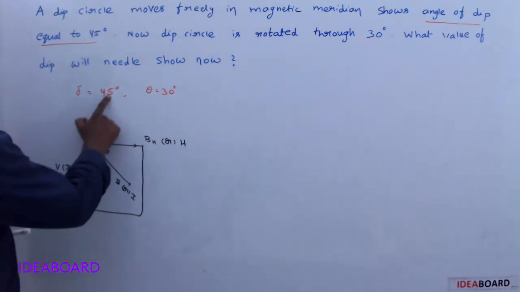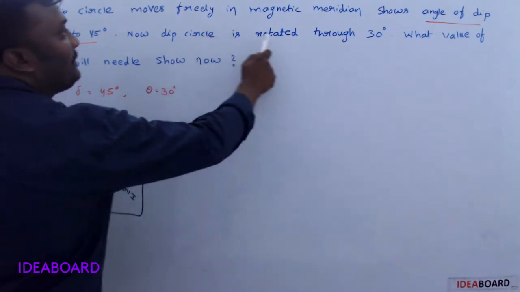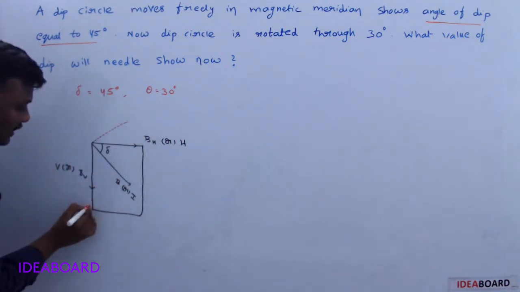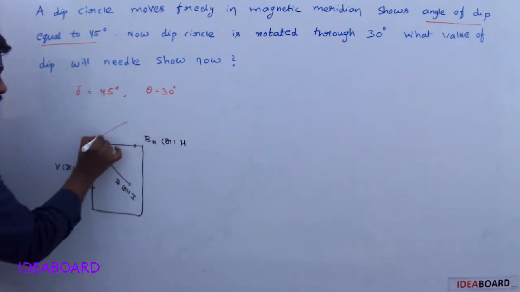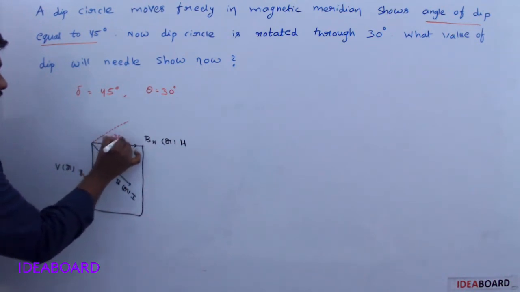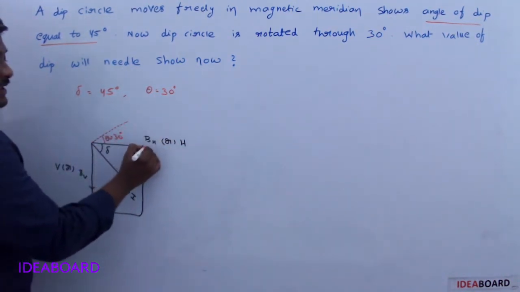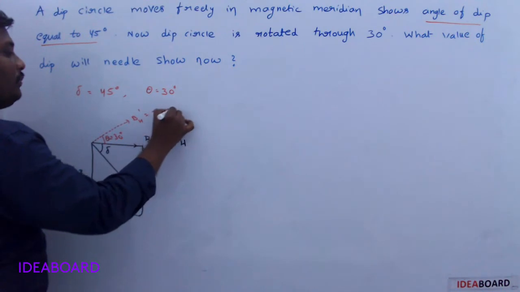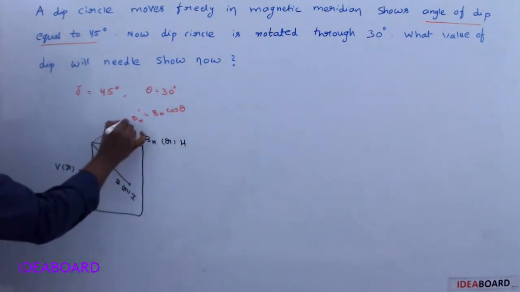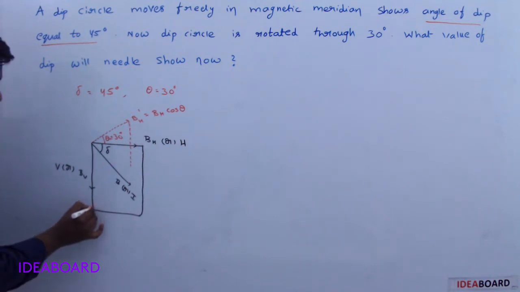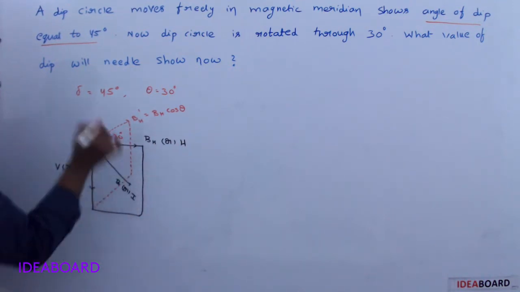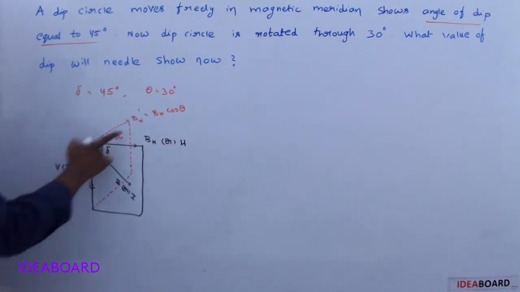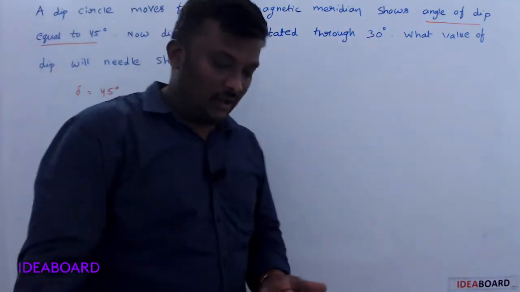Now this delta value is given as 45 degrees. Now the dip circle is rotated through 30 degrees. This plane is now rotated through 30 degrees. Whenever it is rotated through 30 degrees, the BH component along this direction becomes BH dash equal to BH cos theta. But for this plane, there is no variation in the vertical component. So the vertical component is the same, but the horizontal component changes. So let us see the formula.